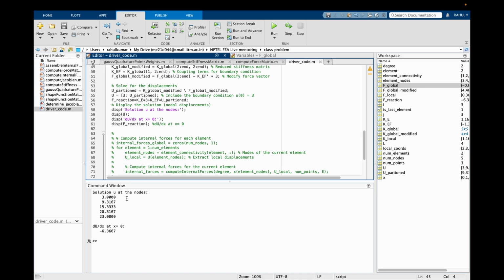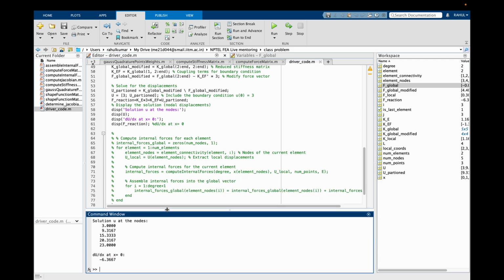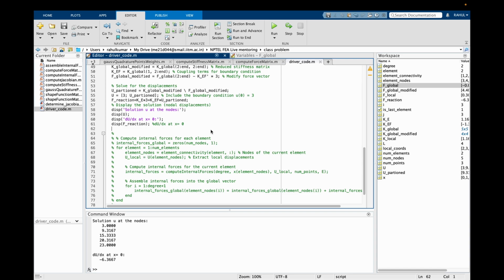You can see that we got all those displacements and du by dx at x equal to 0, which means that we are getting a negative value. It is obvious, because we are getting the positive displacement. So because of that, we are getting the negative du by dx. Okay, tell me, is there any doubt here till this point?